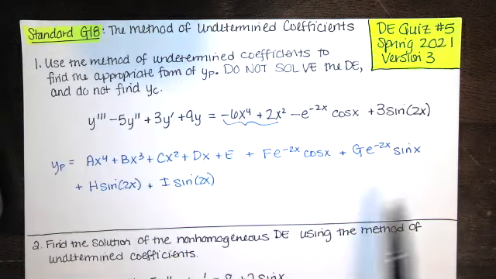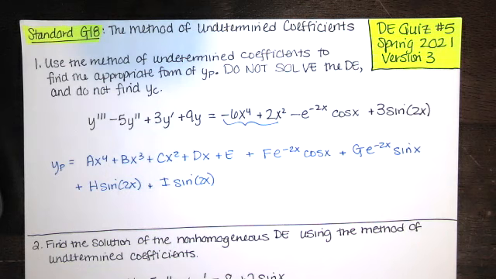So that's why I would never ask you to do this without a computer or something like that to help you solve those 9 equations and 9 unknowns. But we could easily do this in something like Mathematica. We could plug this in, we could solve the 9 equations and 9 unknowns, we'd find the A through I, and then we could substitute those into our y sub p. And of course, the general solution would be y sub c plus y sub p.